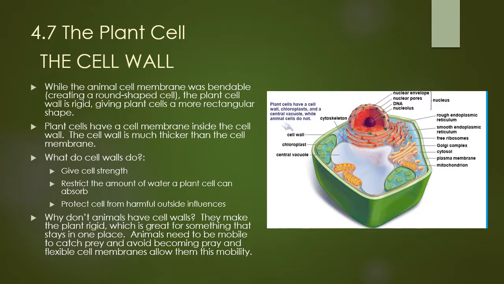So if they're so useful, you might wonder why animal cells don't have cell walls. Cell walls are great for making the plant rigid, and it's great for something that needs to stay in one place. Think of a big giant tree. It's very strong, it's very sturdy, but it doesn't have to move. Animals, on the other hand, need to be mobile. They need to catch prey and avoid becoming prey, and the flexible cell membranes help allow them this mobility. It helps them be able to move around much more easily.